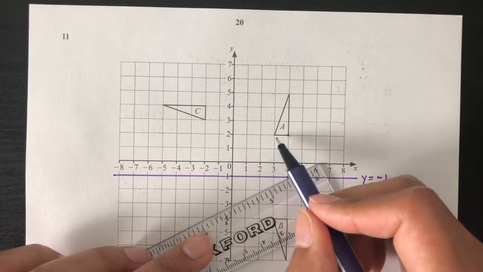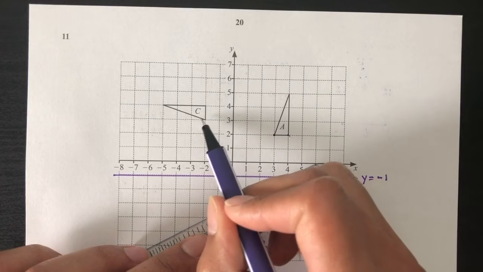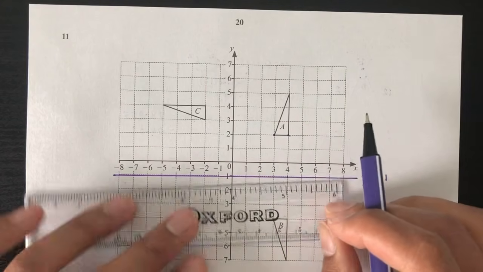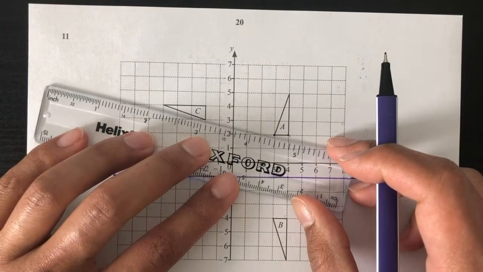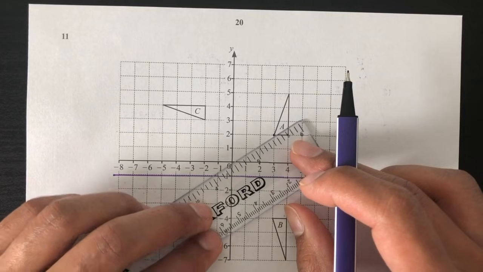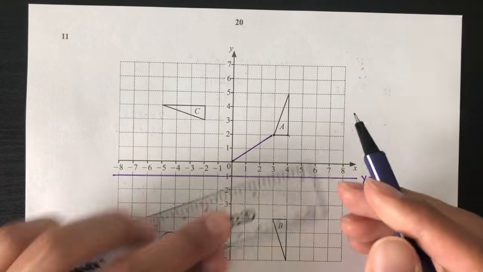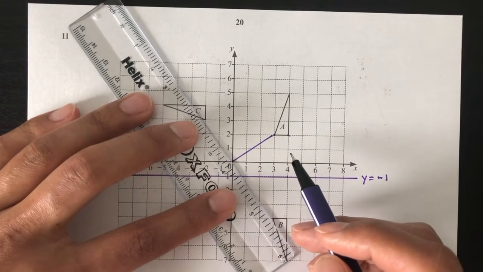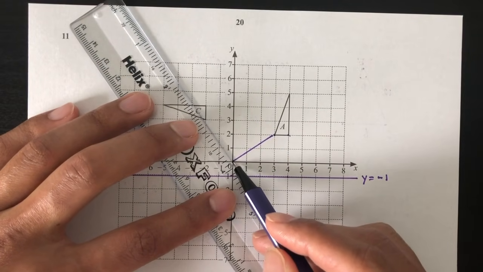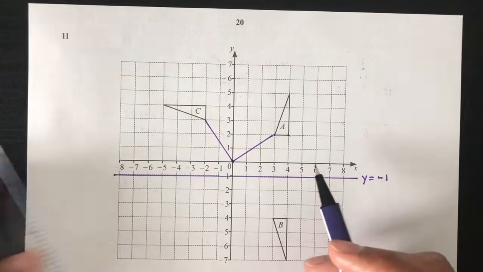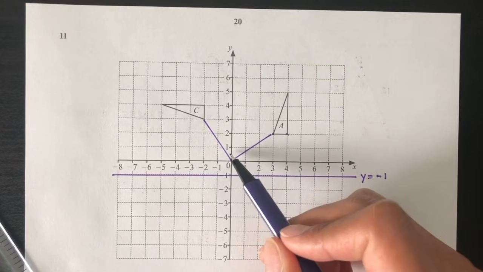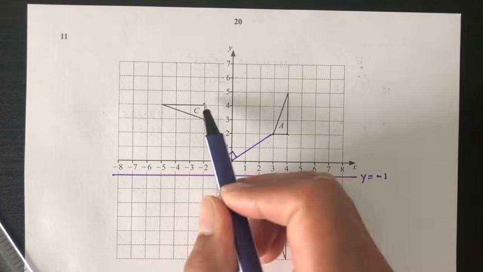So let's see, this side became this. From observation we know that the center of rotation has to be 0, 0. From observation you should know that. So this one became this. As you can see, it is a rotation 90 degrees anti-clockwise.